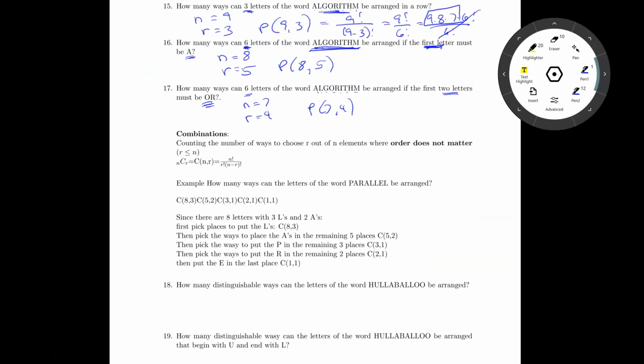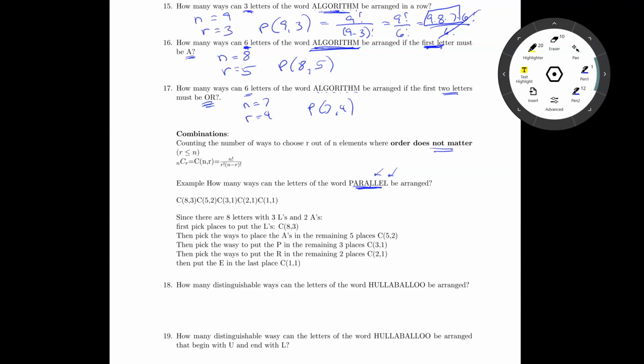All right. So here, where order does not matter. So combinations: order does not matter. So if I want to take letters of the word parallel and arrange them, well, I see that there's 3 L's, right? And the L's are not going to make a difference of where we put them, right? Because one L is the same as the other L, right? Okay. So what I'm going to do is use combinations.